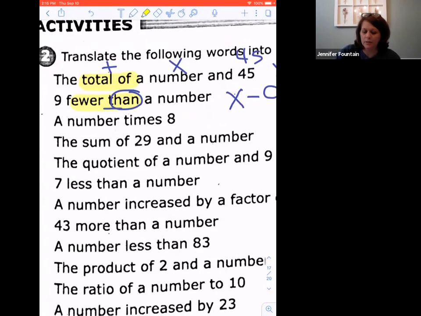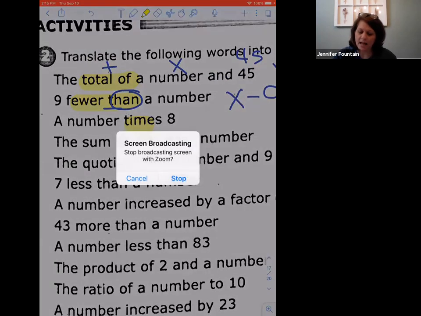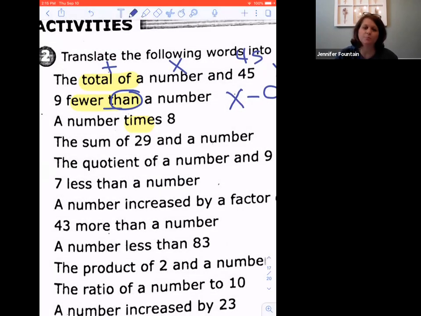A number times 8. So I'm going to subtract. Good grief. I'm going to multiply. And so remember, we said that we could just write a number and a letter side by side, and that means multiplication. And I'm going to write my number first. When I have a number with a variable, we call that a coefficient. When I have a number by itself, we just call it a constant.